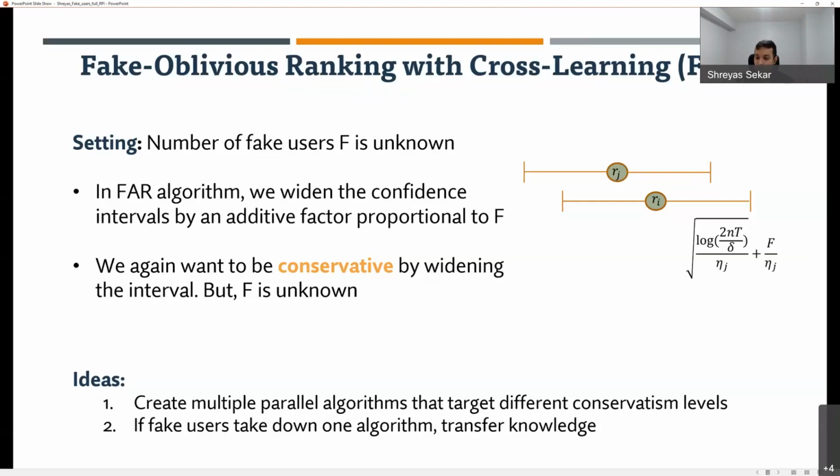The second thing I want to do is this idea of learning based on the fake users' actions. If the fake users manage to successfully infiltrate one of my algorithms, I want to use this knowledge to augment my other algorithms so that they don't fall prey to the same bad ideas again. All right, so far so good.